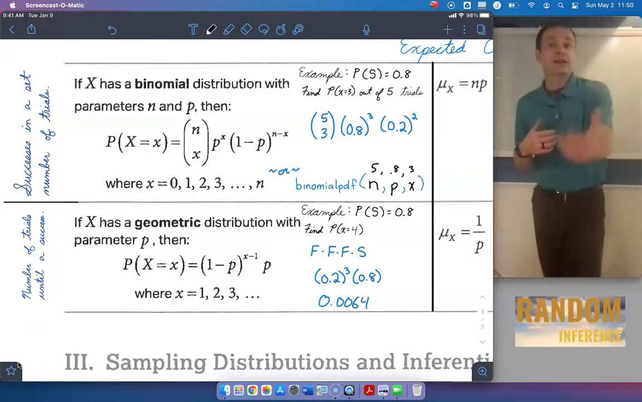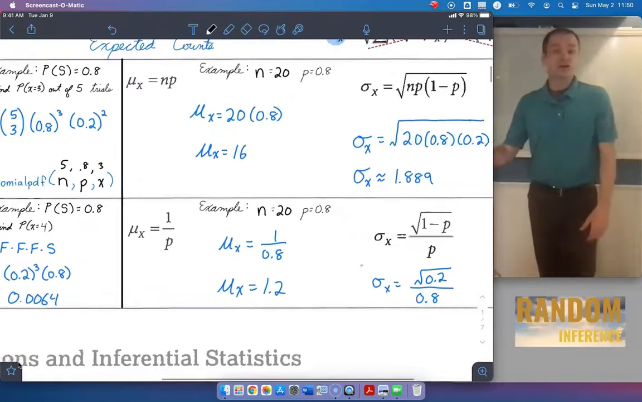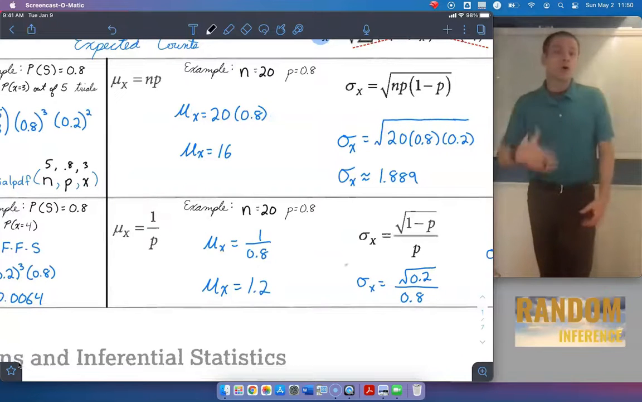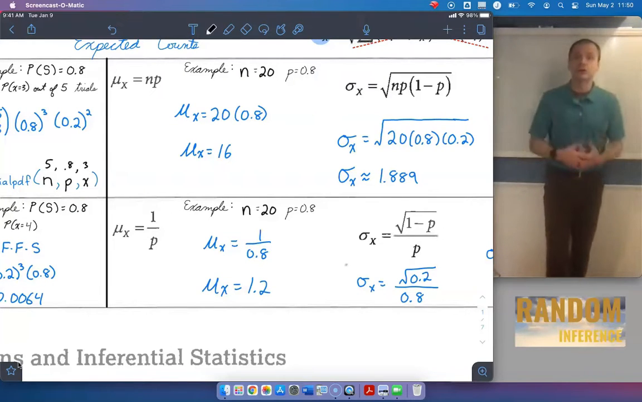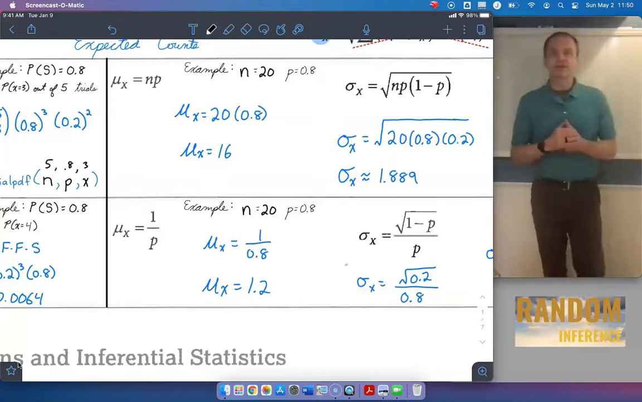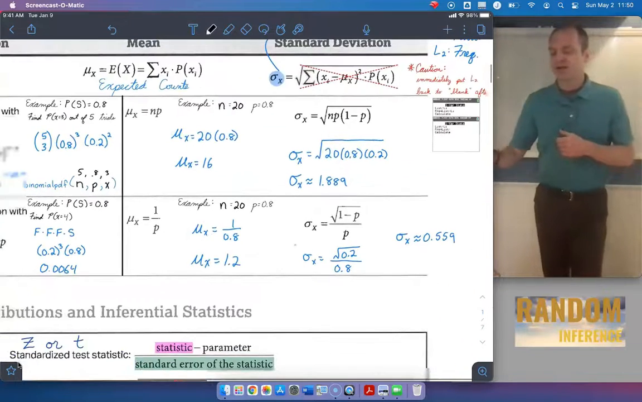Now, to find the mean for geometric, good news is you have the formulas. It's 1 over the probability. So 1 divided by 0.8 is 1.2. Even the standard deviation of a geometric distribution is going to be the square root of the failure, 0.2, divided by the probability of success. And so we can see our setup there.